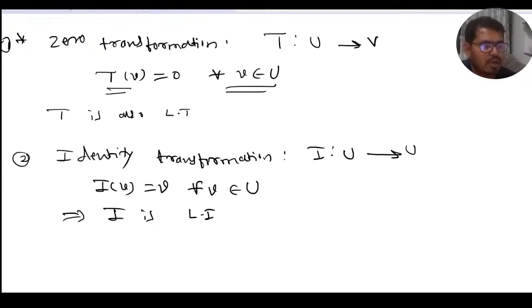The zero transformation and the identity transformation are always linear transformations. Both are always linear transformations. Remember these two concepts here.